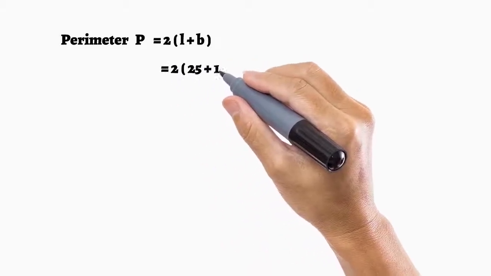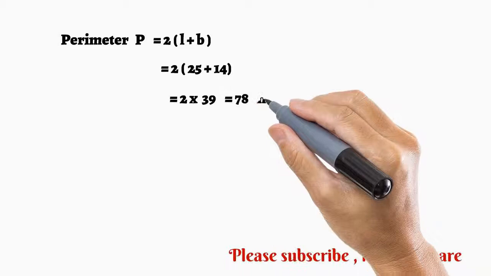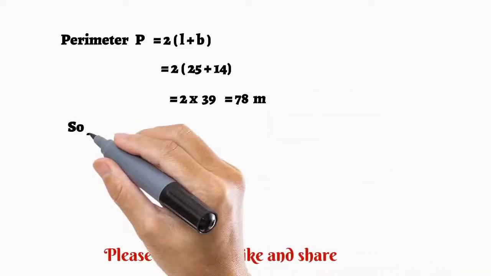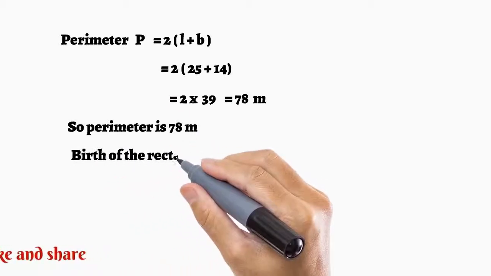Length and breadth are available now. Then perimeter P equals 2 into (L plus B). Give the values from top: 2 into (length 25 plus breadth 14) is equal to 2 into 39 is equal to 78 meters. So perimeter is 78 meters and breadth of the rectangle is 14 meters.